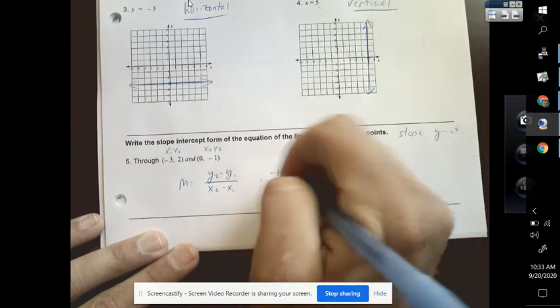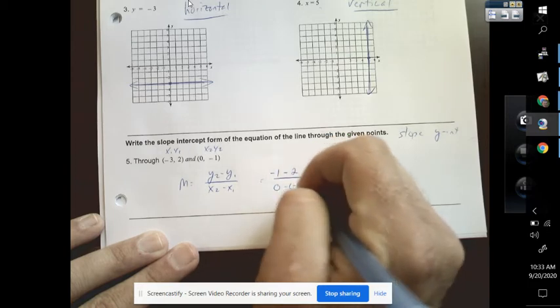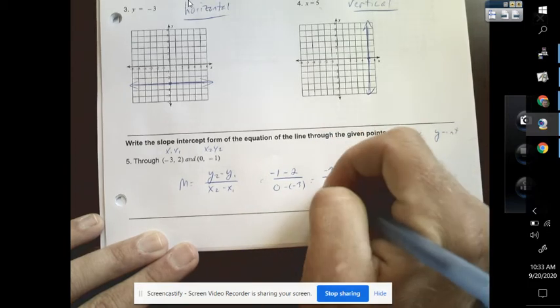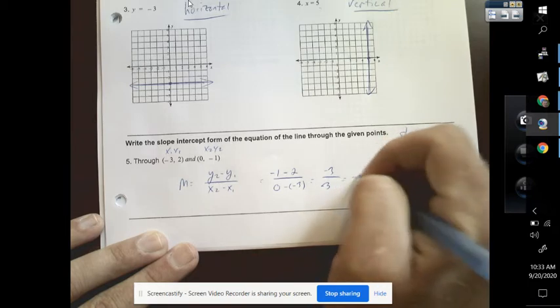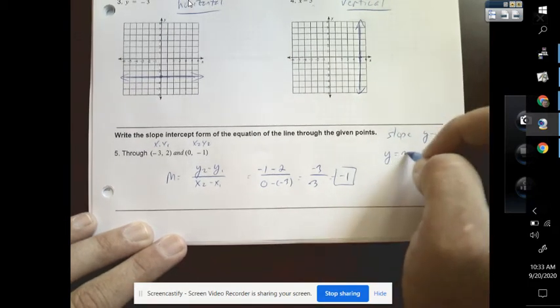You're looking at negative 1 minus 2 divided by 0 minus negative 3. Negative 3 divided by positive 3. My slope is negative 1. We're going to put it back into y equals mx plus b.